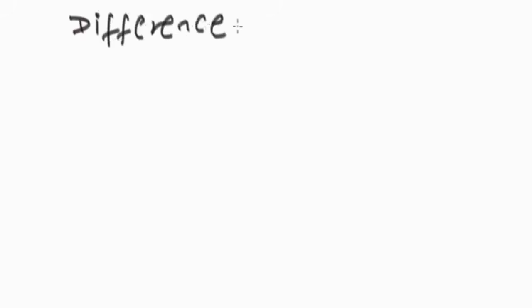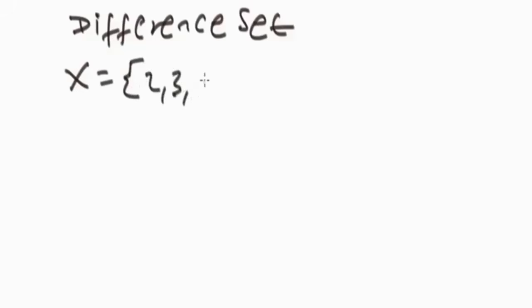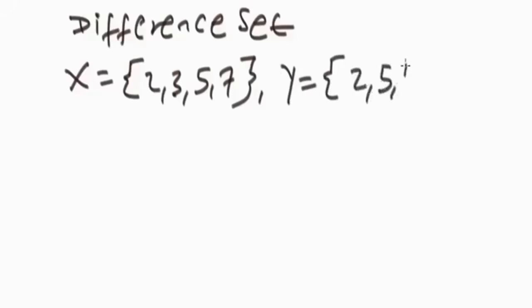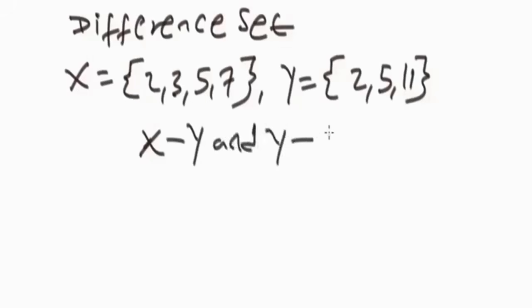Different sets. So let's say you're given these values. We are given set X to have its elements as 2, 3, 5, and 7, and Y to have its elements as 2, 5, and 11, and we're asked to find X minus Y and Y minus X.